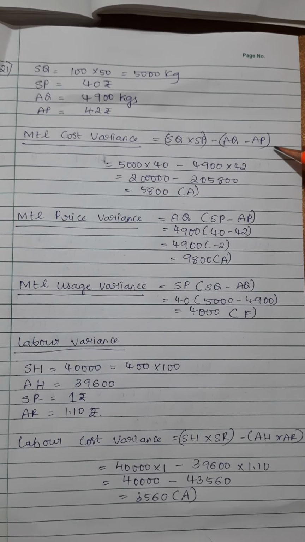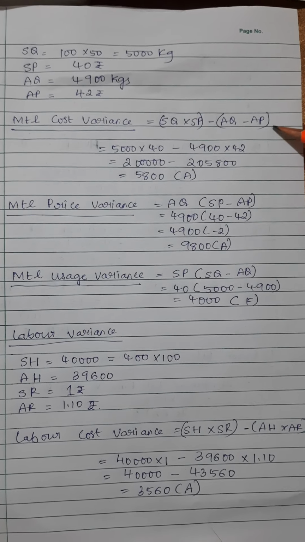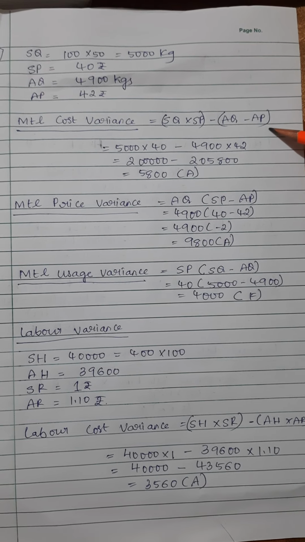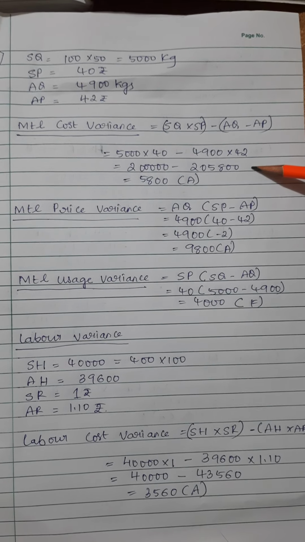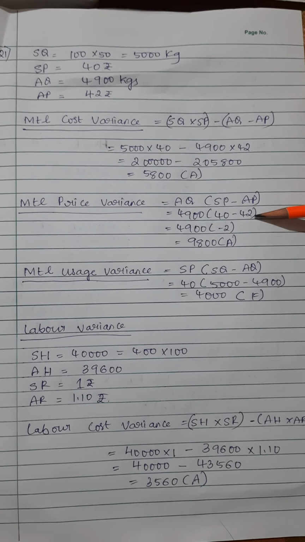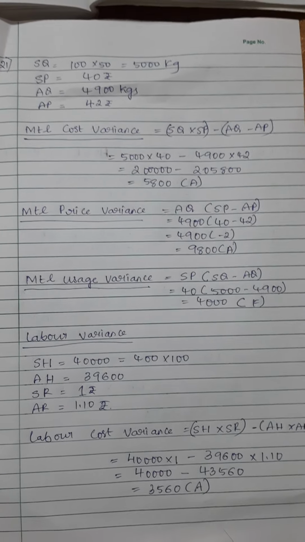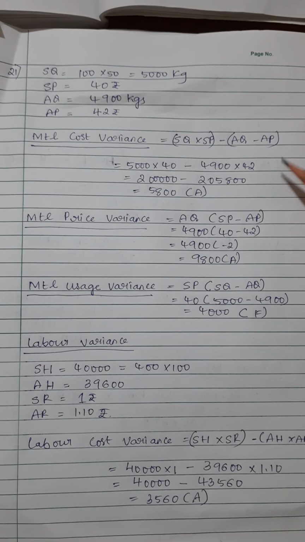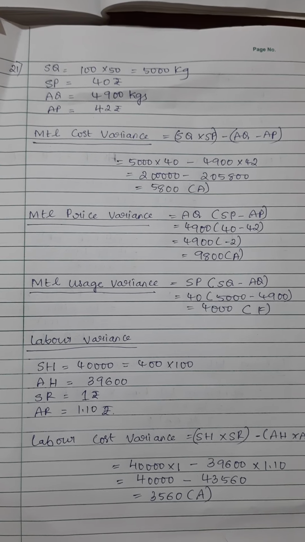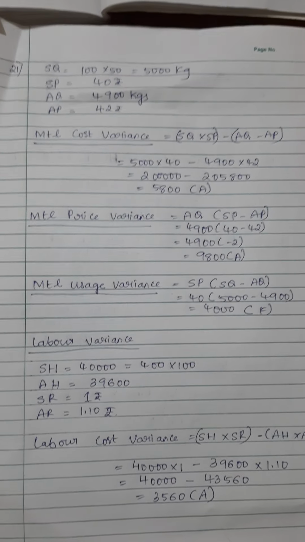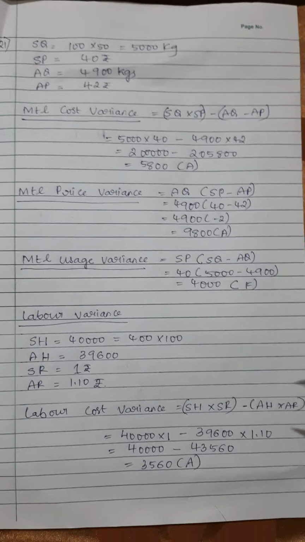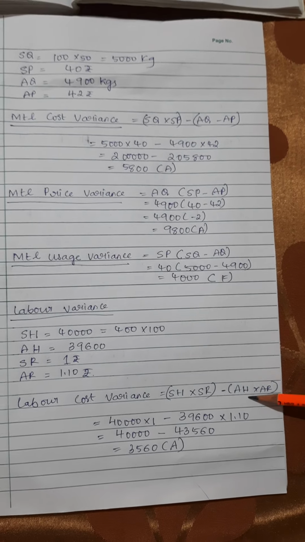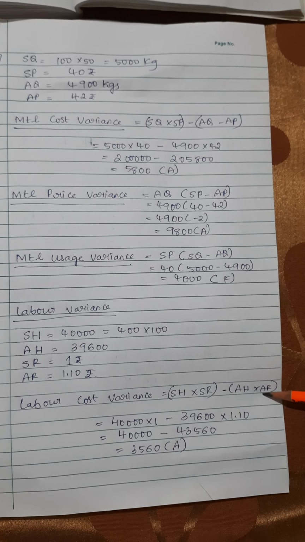So this is the formula for material cost variance. You should have learnt it in the previous video. SQ into SP minus AQ into AP. Apply the formula. This is adverse. The second one is material price variance and material usage variance. Same like your previous video, I have worked out all three: cost, price and usage variance in regard to material. So after calculating material, we are calculating labor cost variance. Okay, so here is the formula. It is again the same formula.